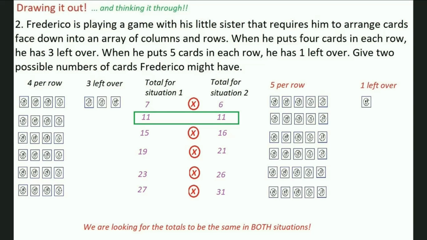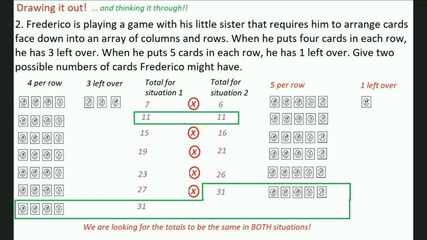However, let's go on and add another 4 cards here. We have another 4, and that's 7 rows of 4. That's 28 total cards, plus those 3, 31. And look at what we have here. We have another situation, another deck where he could create this particular scenario where you have cards organized 4 per row with 3 left over or 5 per row with 1 left over. That deck could be 31 cards.